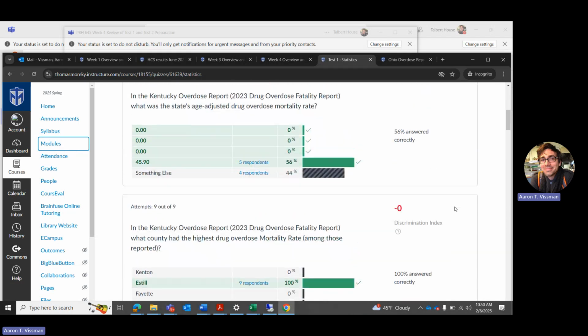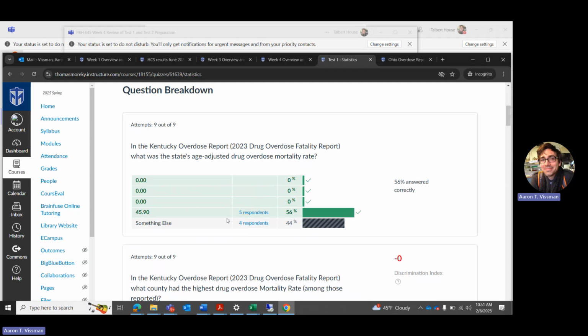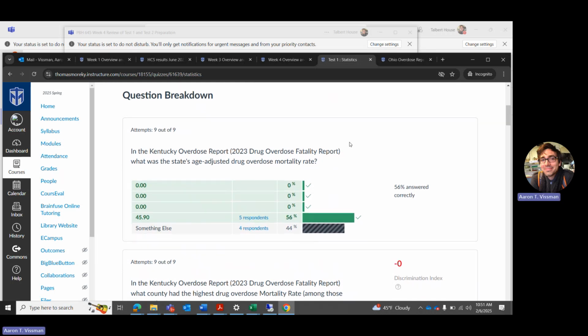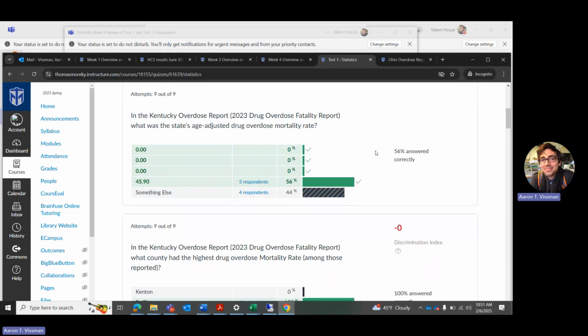I'm going to look at what are some of the other responses that some of you provided on this question, which was really intended for you to just simply pull out a number from the overdose reports that were required reading from Kentucky and Ohio.